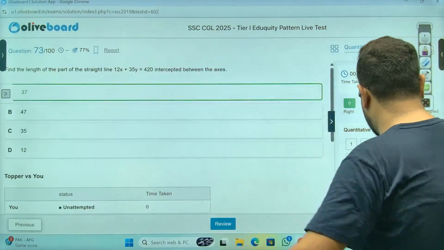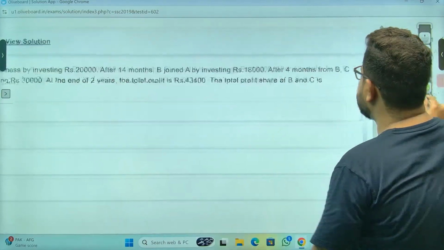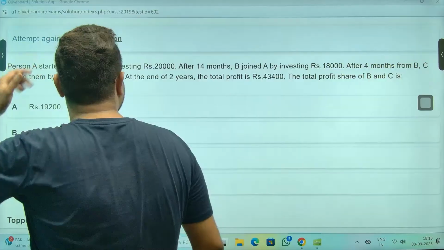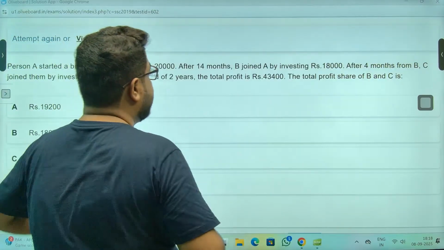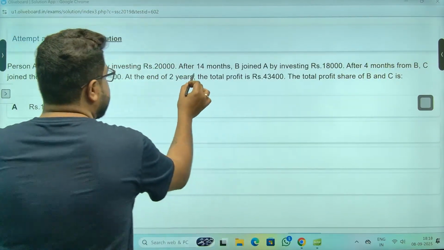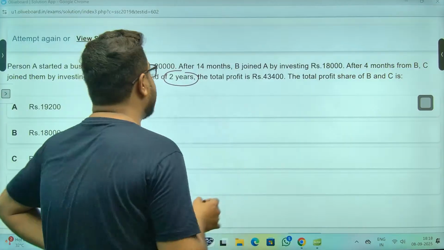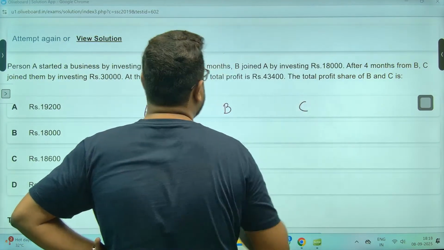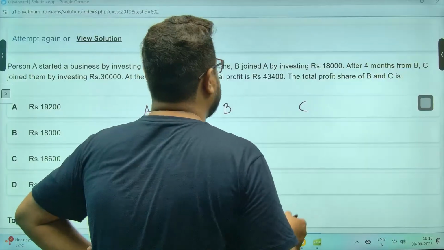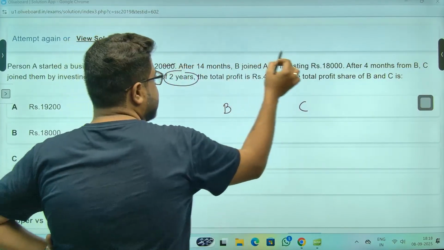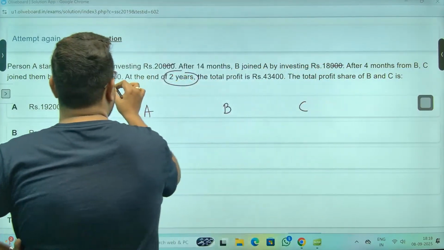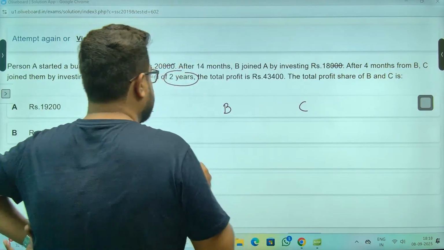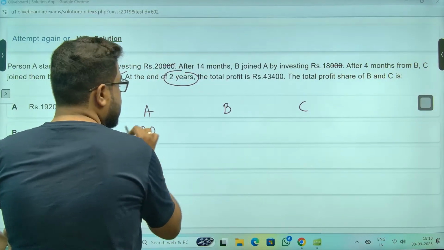You see, not difficult. Chalo, last couple of questions. Partnership. A started a business with 20,000 for 14 months. It's a total of 2 years, meaning total 24 months of business. A, B, and C. How many zeros? 30,000. So thousands, thousands, thousands. Hatao. Okay. 20 rupees. Acha.